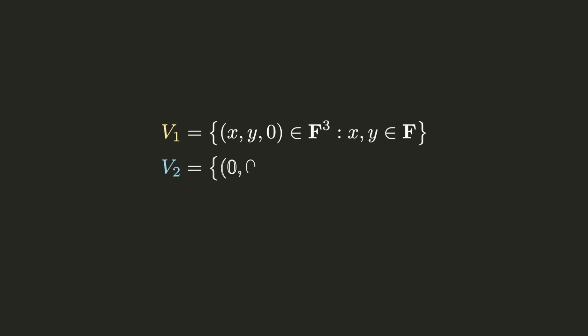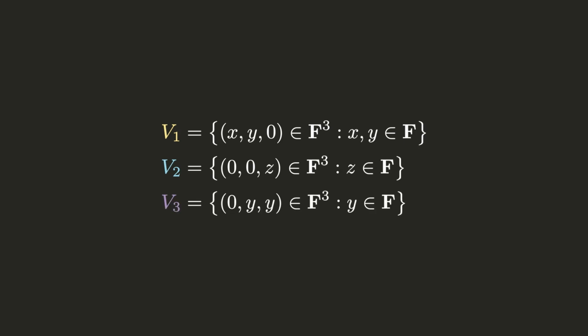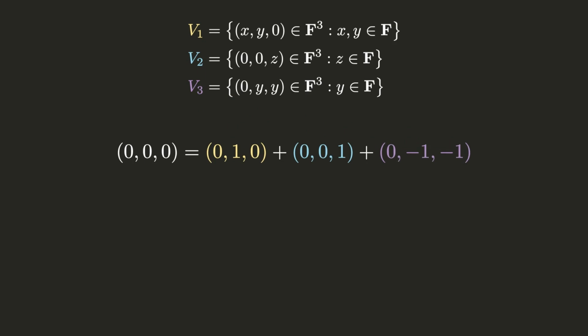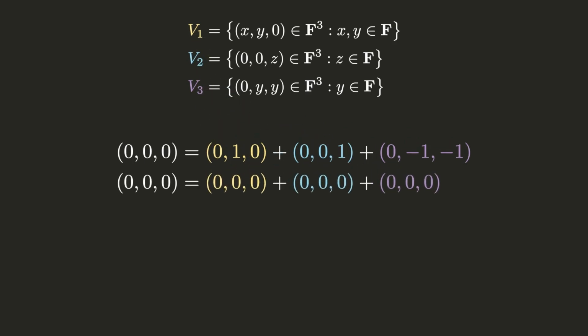Let's look at another example. Suppose V1 is the set of all the points with z equal to 0, and V2 the set of points with x and y equal to 0, and V3 the set of points with x equal to 0 and z equal to y. Then the 0 vector can be written as a sum like this, and it can also be written as a sum of 3 0 vectors. So it's clearly not a direct sum.